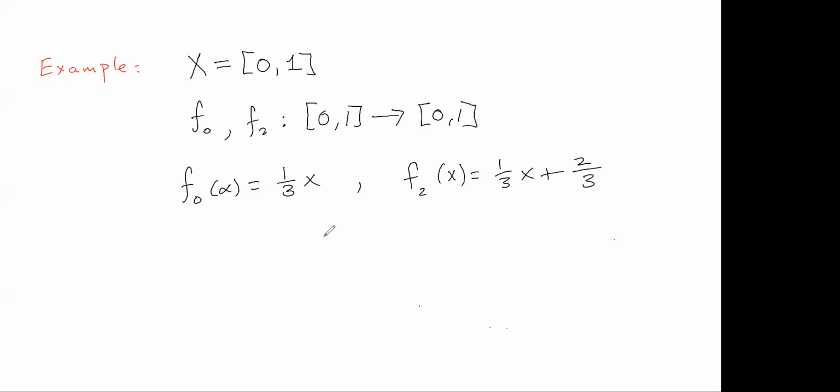We can code both of these as 1/3 x plus a over 3, where a is either 0 or 2 in this case. Okay, so that's an example of an iterated function system. Why do we call it iterated? I haven't gotten to that part, so that'll be the next thing.